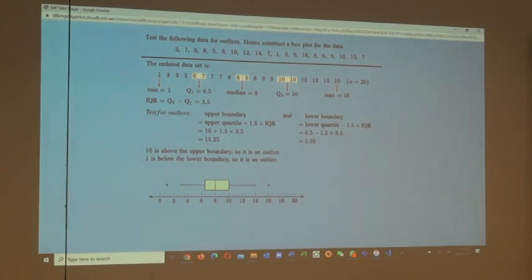Understand? So your 1.5 is not really depending on your whisker. But once you identify your outlier, then you can talk about how your whisker is. Okay, so I would need you to clarify that.